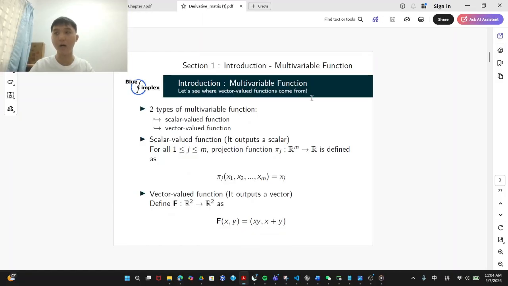Before we go to the derivative matrix, we are going to introduce multivariable functions. There are two types of multivariable function. A scalar value function has a vector as input and a scalar as output, like the projection function, which is the classic example. Another is the vector value function. It takes a vector as input and also outputs a vector, like this function.